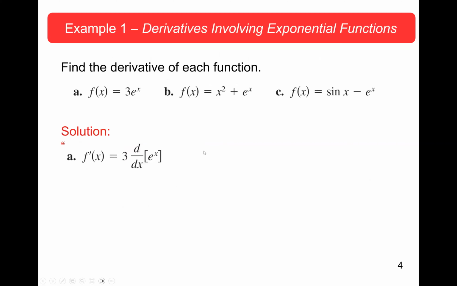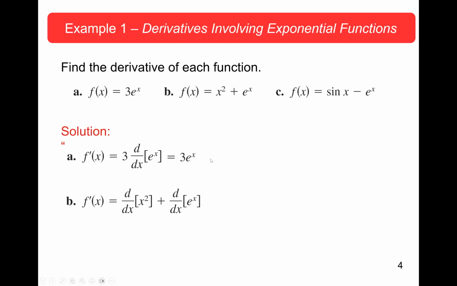power x. So our first example, we have f of x equal to 3 times e to the power x. So we can take the constant value first out, then we find the derivative of e to the power x, which will give us e to the power x. So our answer will be the same, 3 times e to the power x.